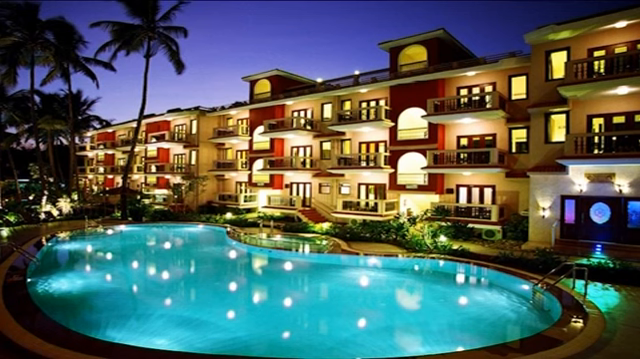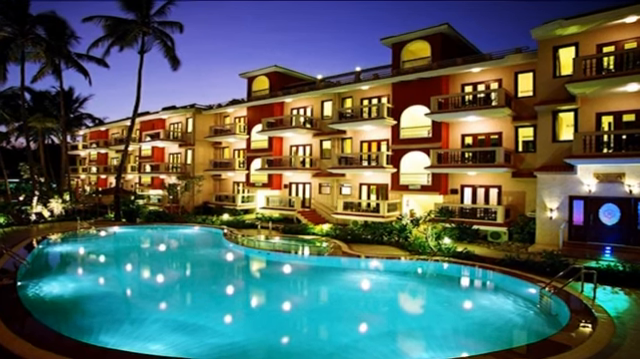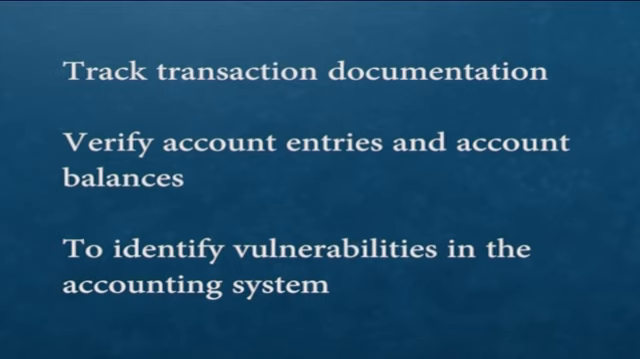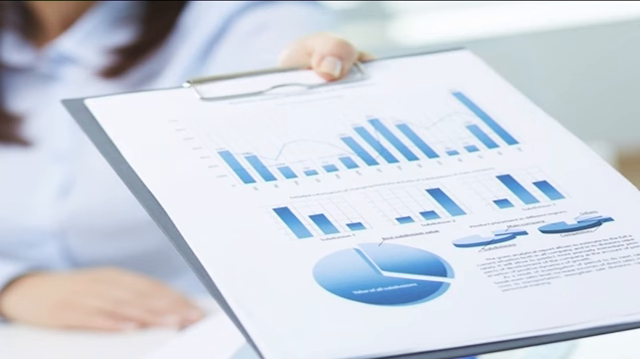Internal control. In the hotel industry, the main purpose of internal control is to track transaction documentation, verify account entries and account balances, and to identify vulnerabilities in the accounting system. The keyword to internal control is auditing, which is the process of verifying front office accounting records for accuracy and completeness. The scope of internal control extends to the front office cash sheet.